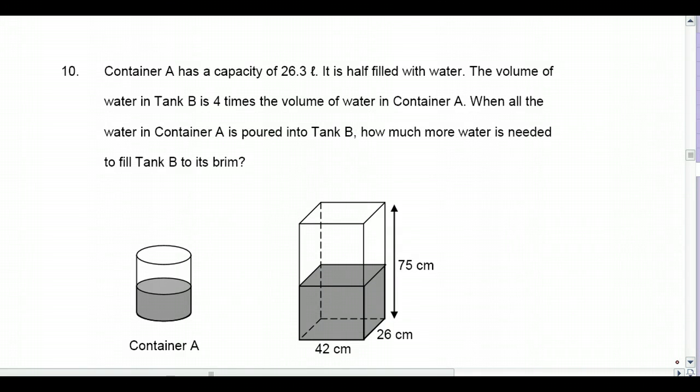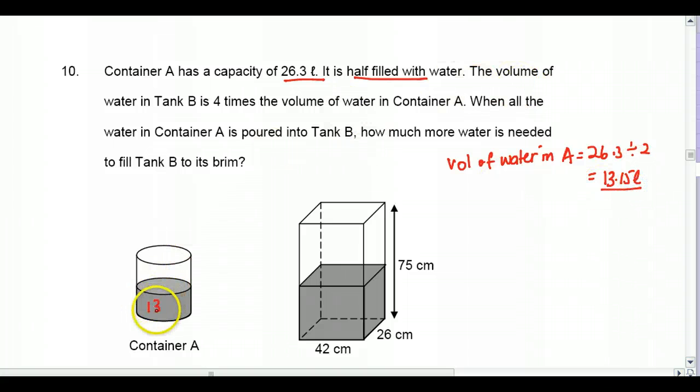Question 10. Container A has a capacity of 26.3 liters. So I know the whole container capacity is 26.3. The volume of container A is 26.3. It is half filled with water. Means this is half of the whole container. Alright, so the volume of water in container A is 26.3 divided by 2 because it's only half filled, which is 13.15 liters. So I know this is 13.15 liters.